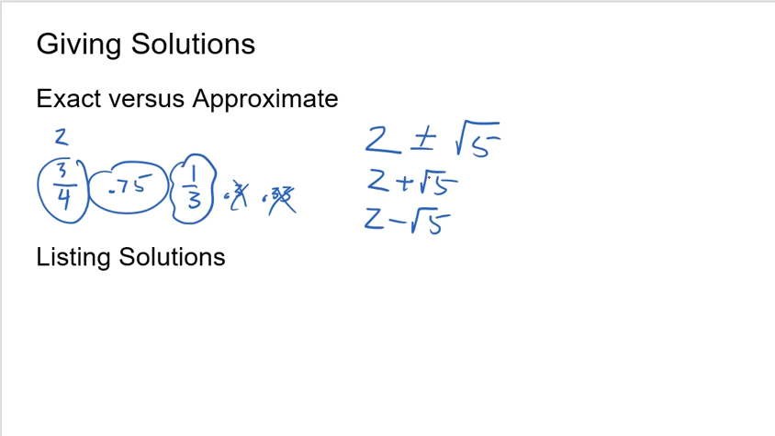You could go to your calculator, type in 2 plus radical 5, and you could get some decimal, right? I'm going to do it right now. I know you can't see me doing it, but I'm doing it, trust me. 2 plus the square root of 5 is 4.236067977, a bunch more numbers, right?